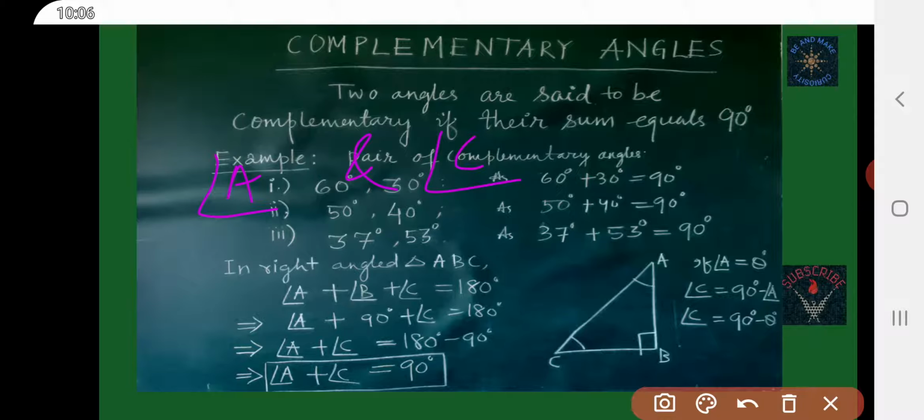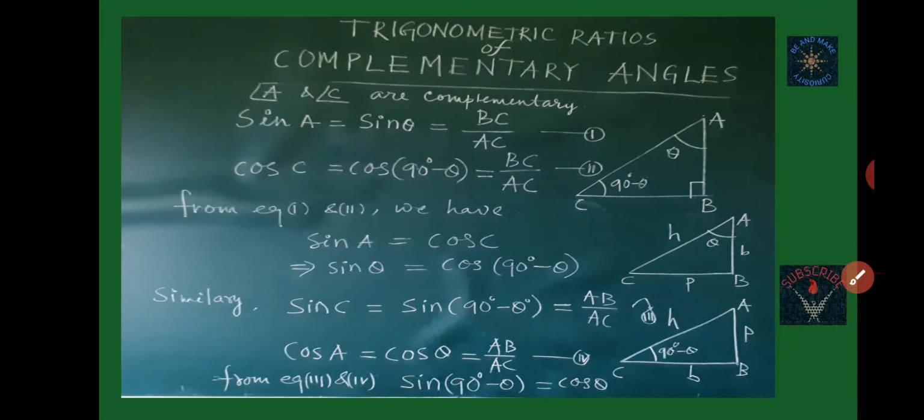Okay. So if angle A is theta, then angle C is equal to how much? Angle C is equal to 90 degrees minus theta. Understood? Next.